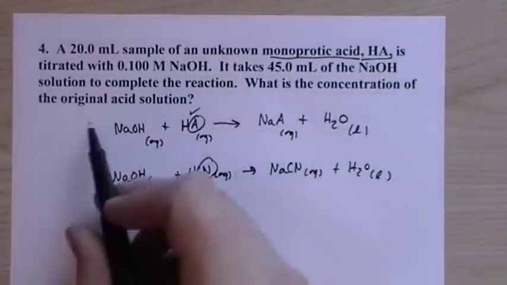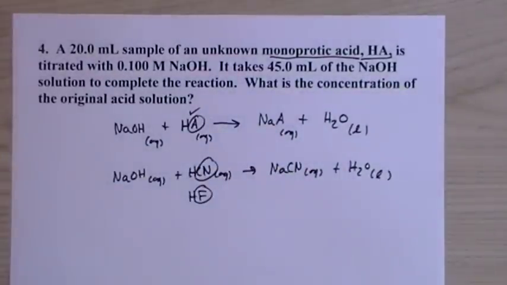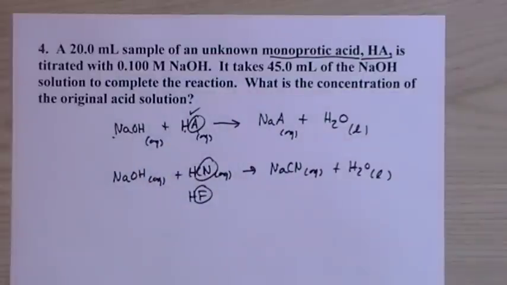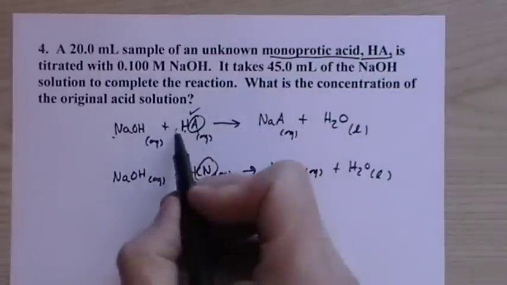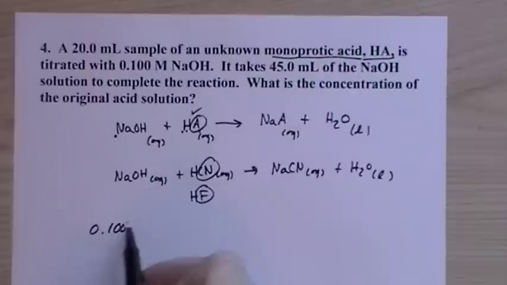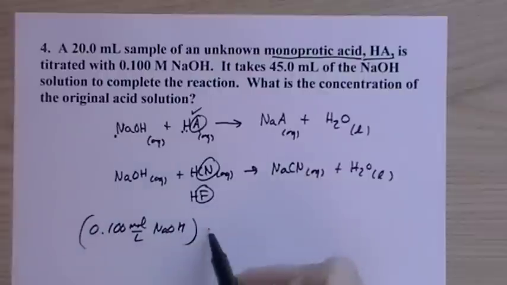Now it says, what is the concentration of the original acid solution? Sometimes we don't know what the acid is, we just know that there's something in solution, but we can still find the concentration because we deal with moles. We don't know what the acid is, so we can't convert to grams, because we don't know its molar mass, but we certainly can find how many moles we have, because we take 0.1 molar of the sodium hydroxide, multiplied by its volume that we used during the reaction.